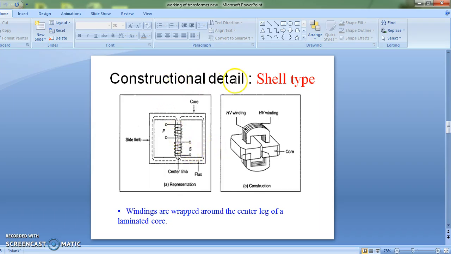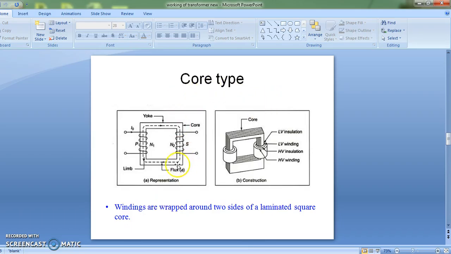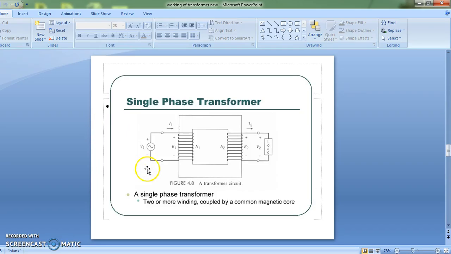Constructional details of the transformer. Transformers are basically of two types, core type transformer and shell type transformer. Now this is the shell type transformer. In this shell type transformer, windings are wrapped around the center leg of the laminated core. And in core type transformer, windings are wrapped around two sides of the laminated square core.